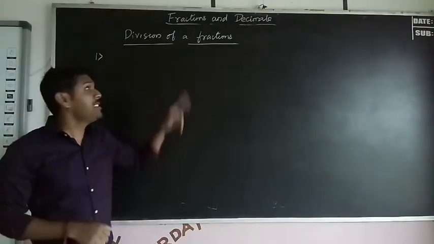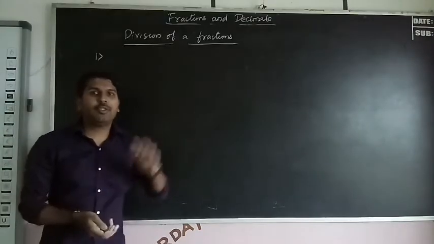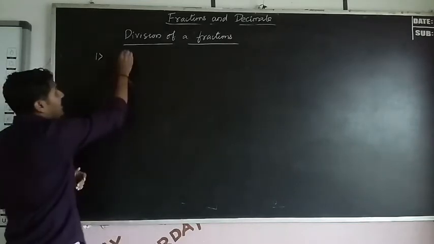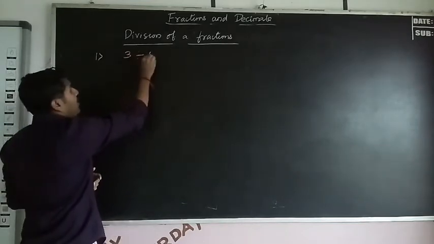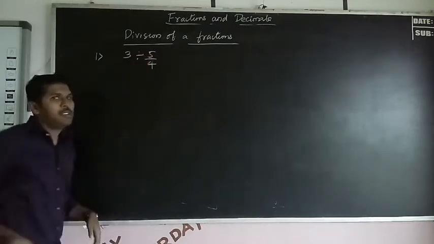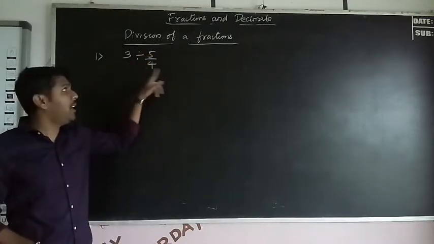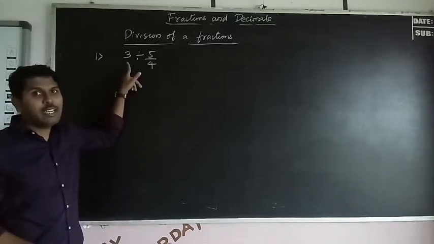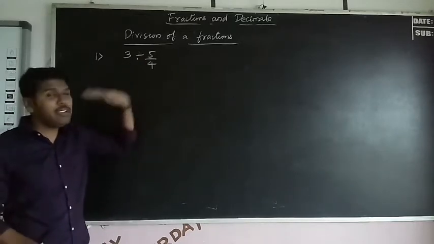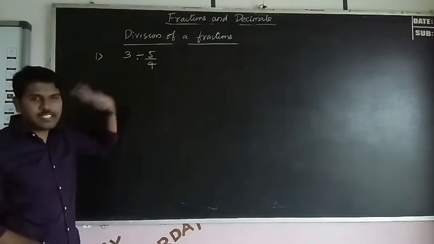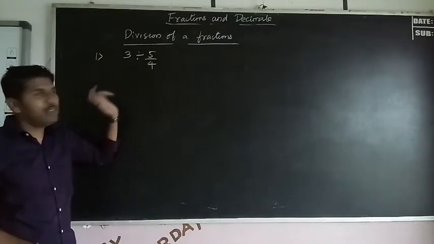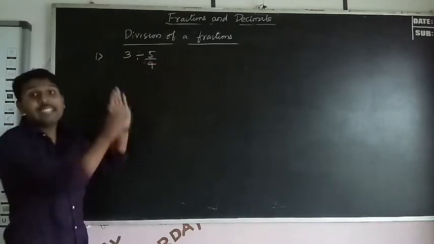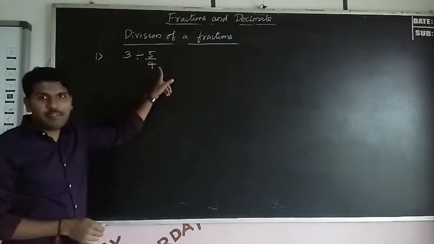So the next concept is division of fraction. How to divide any fraction by other fraction. Okay. So first take 3 divided by 5 by 4. Here 3 is a whole number and 5 by 4 is a fraction. So how to divide a whole number by fraction? First here division sign is there. So first remove this division sign. If you want to remove this division sign, you should take the reciprocal of the second term. That is, second term is 5 by 4.